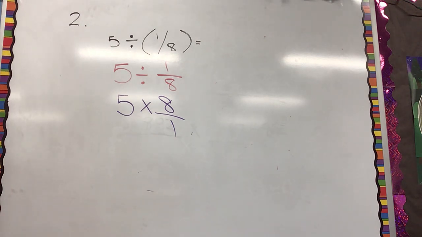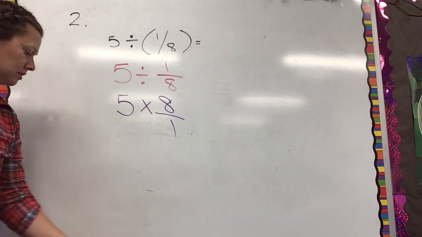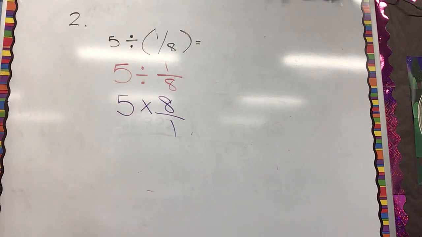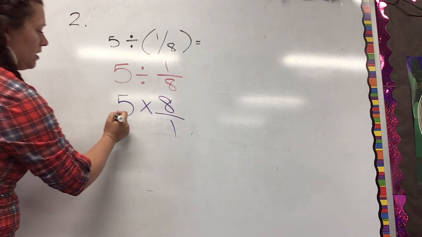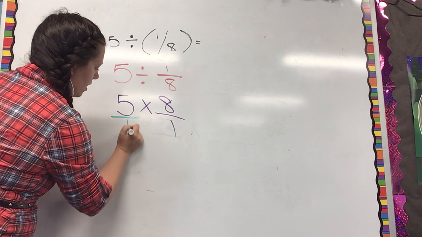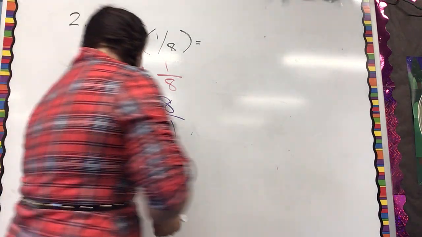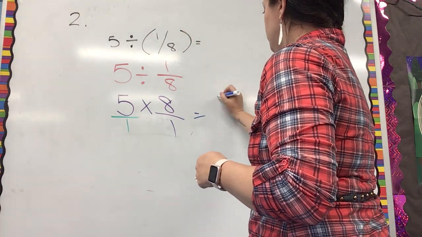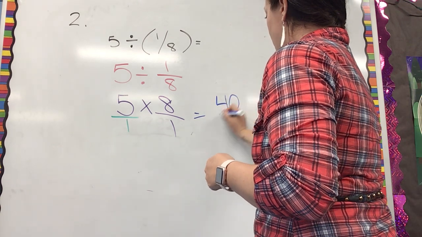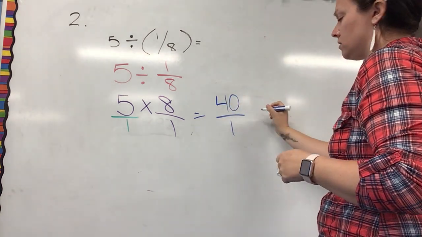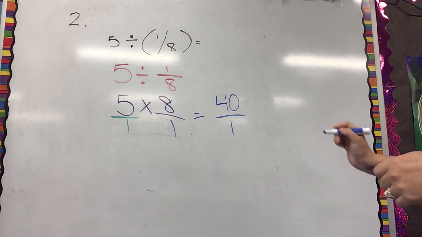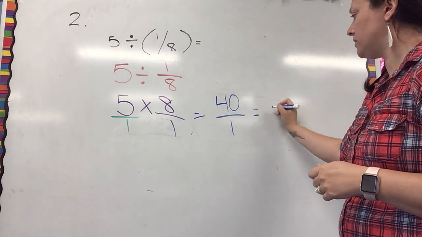But that first number is a whole number. I can't multiply across with a whole number, Sophia. I put a 1. Put it over 1. And now I can multiply across. What is 5 times 8? 40. 1 times 1? Is that simplified though? No. That's called a what? Improper.